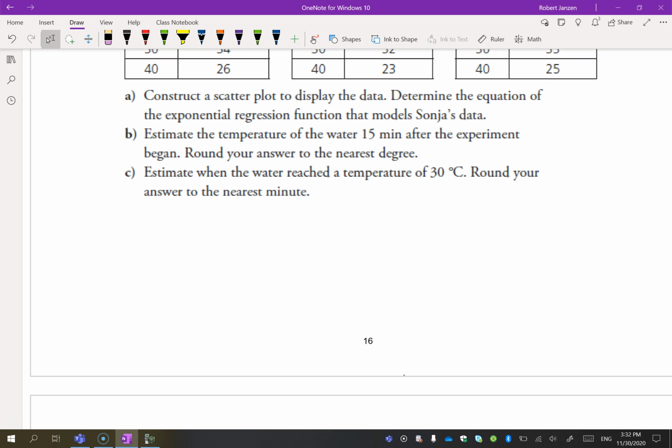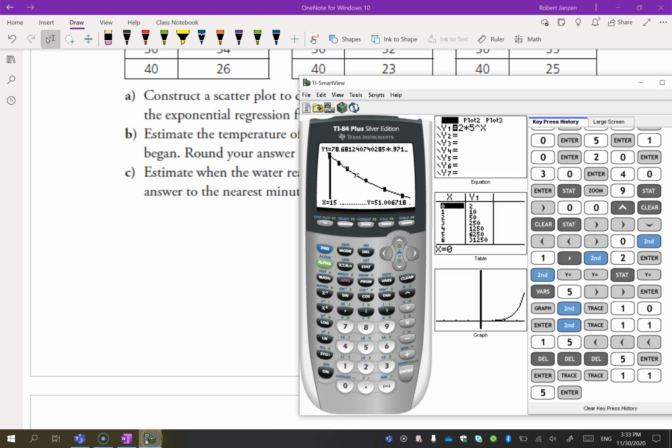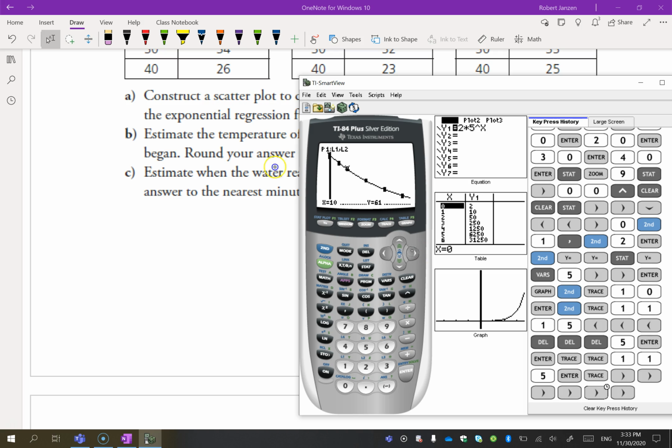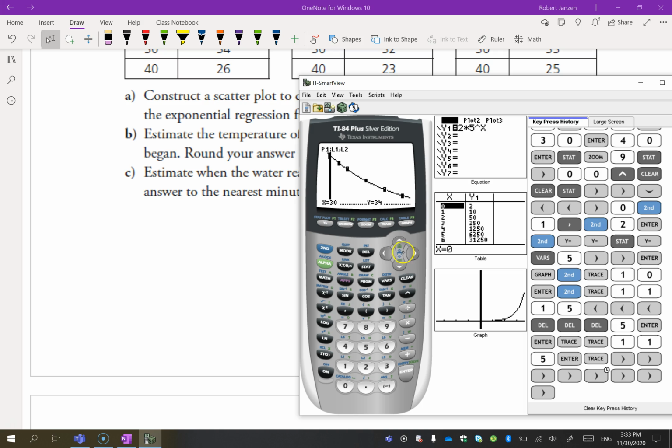Round your answer to the nearest degree. We did that. Estimate when the water reaches a temperature of 30 degrees. Okay, so we want to know when it's 30 degrees. Well, one way we can do that is just to trace. If I trace along this graph, let's see where we are here. We're at x is 30, y is 34. Well, that's getting pretty close, but we need to go a little further.